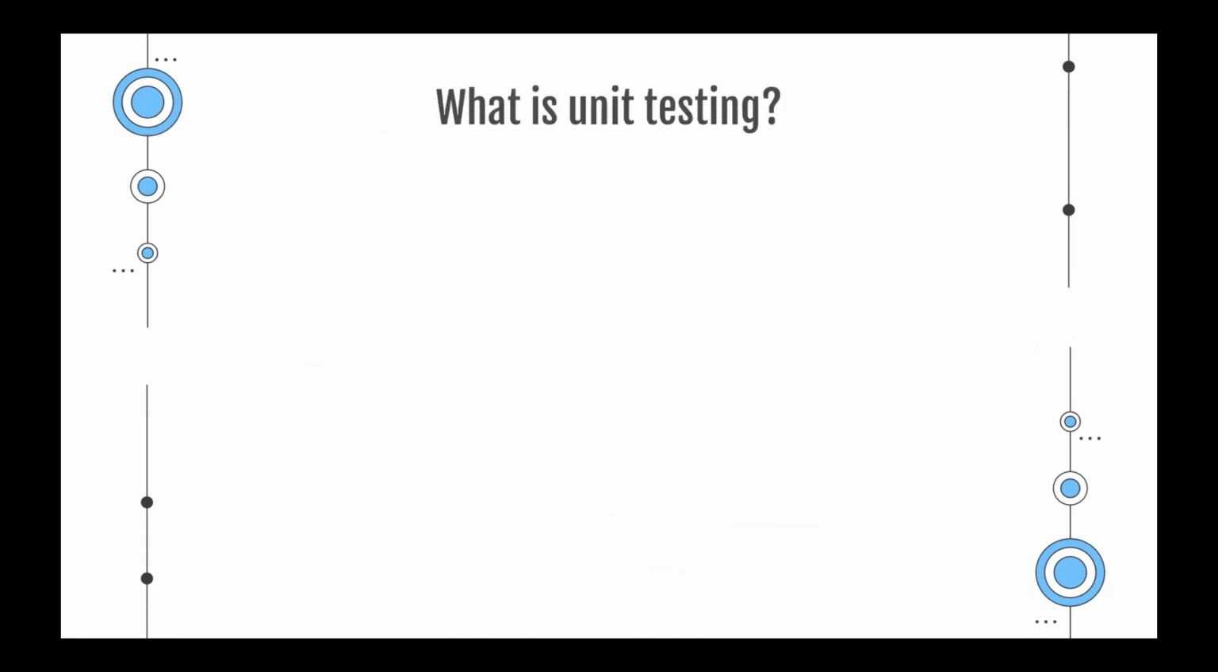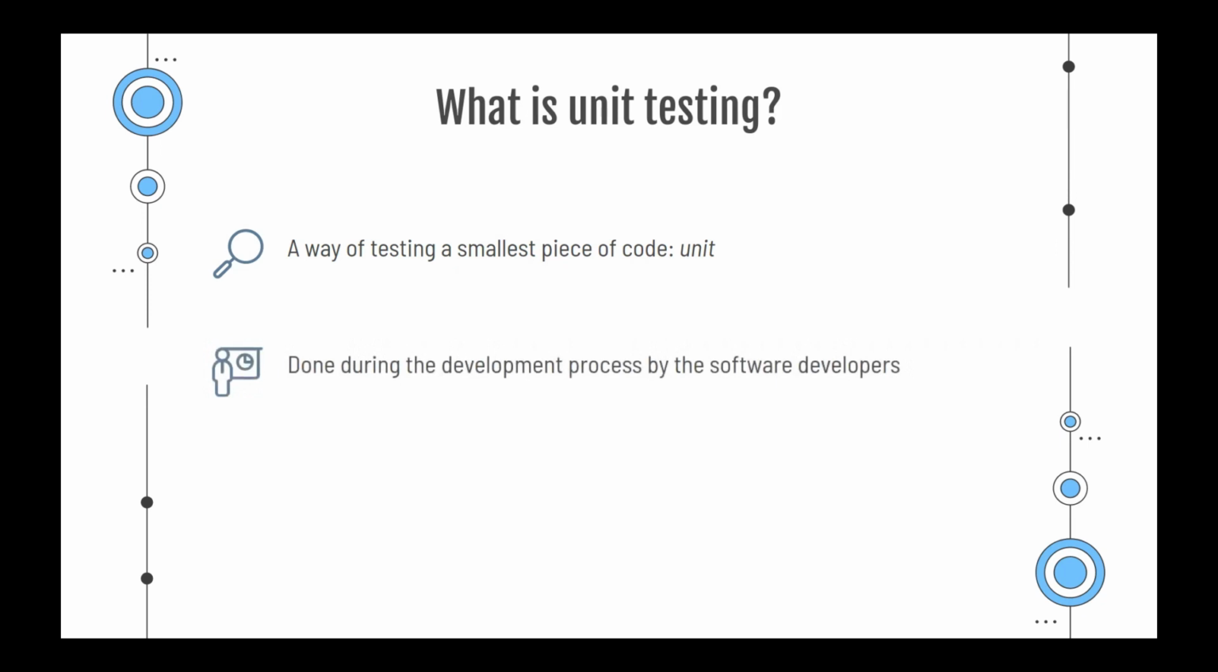So let's start. What are unit tests? Unit tests are a way of testing the smallest piece of code, which we call a unit. It's done during the development process by the software developers themselves, and it isolates written code to test and determine if it works as intended or not.